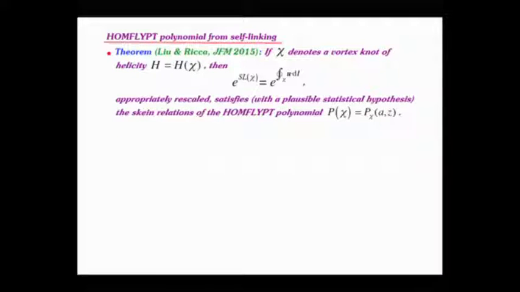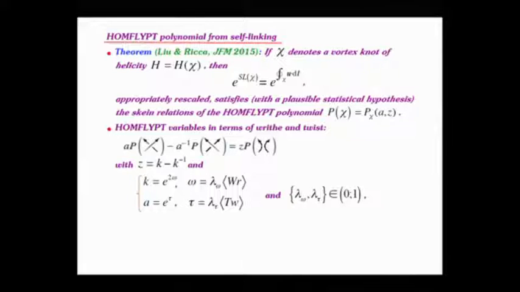Okay, so the main result is this. If we deal with a knot that is a fluid knot, say, but as I said, it's not so important for this meeting. We take this variable E2 self-linking. E2 self-linking, appropriately rescaled because I have to take care of the circulation there, satisfies, with a plausible statistical hypothesis, the skein relation of the HOMFLYPT polynomial. I will very briefly say something about the proof, but this is the main statement.